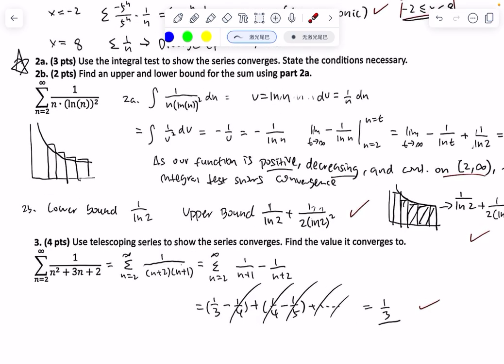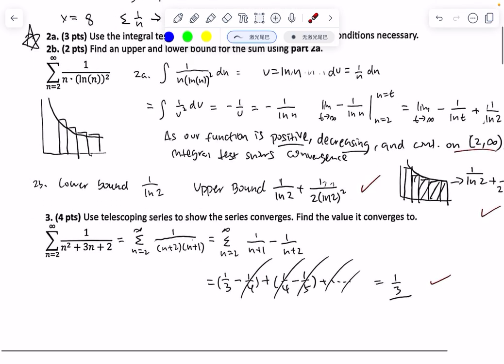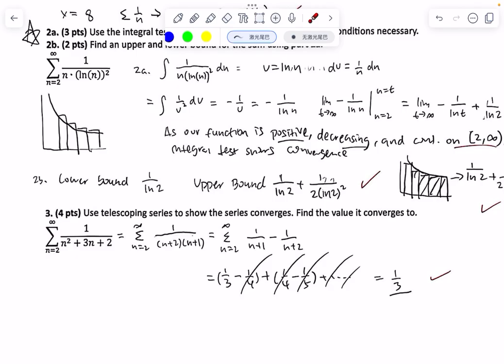And then there's the lower bound and upper bound question. So for this, my suggestion is always to kind of draw a graph.